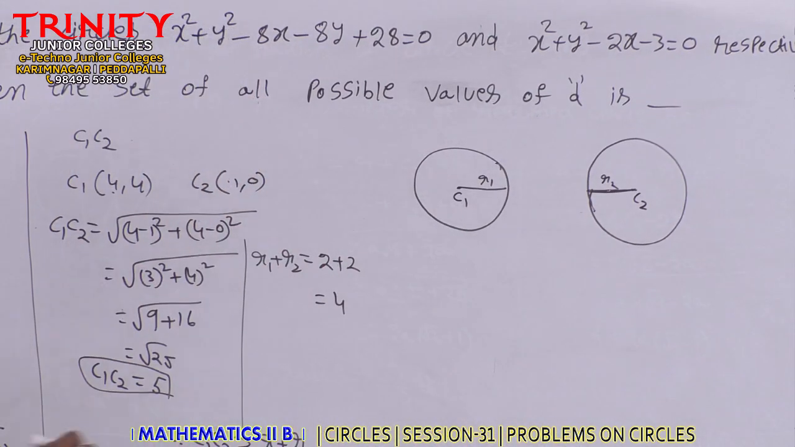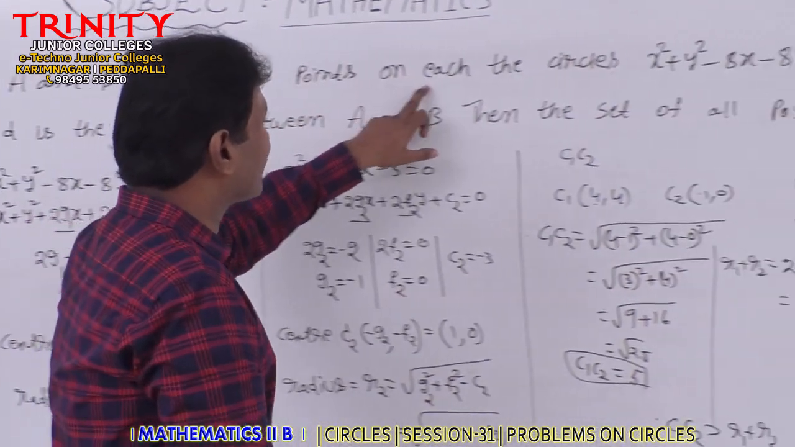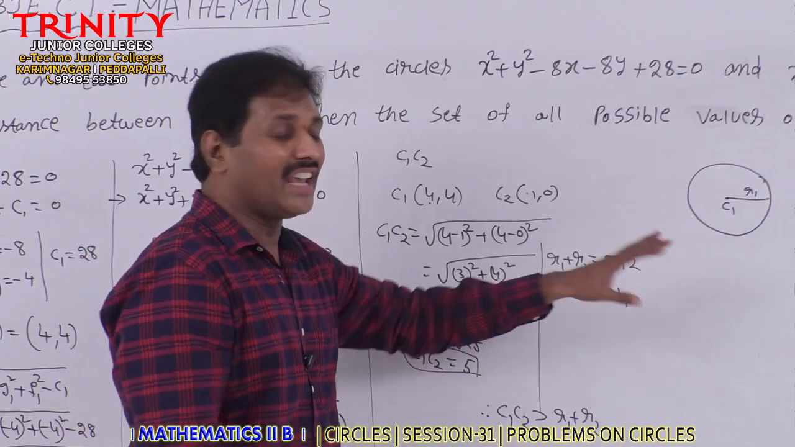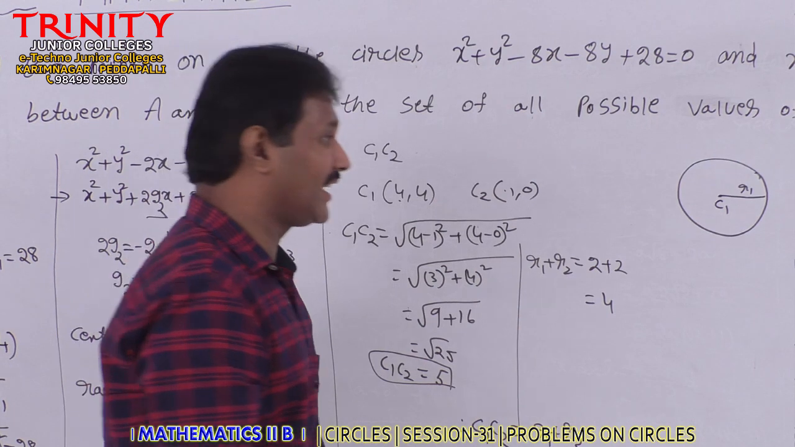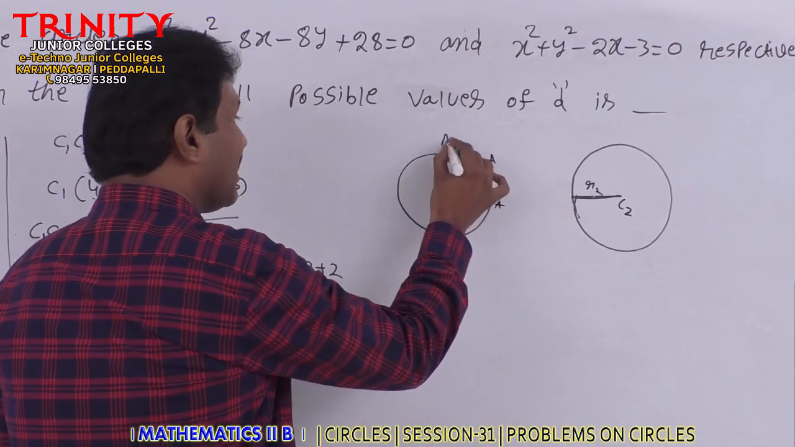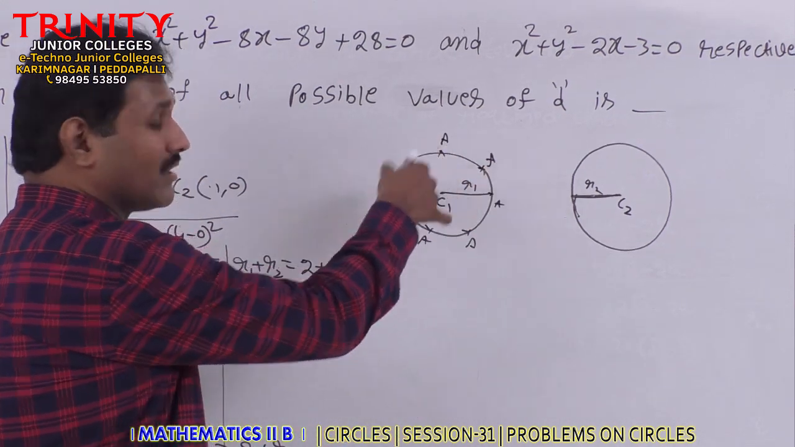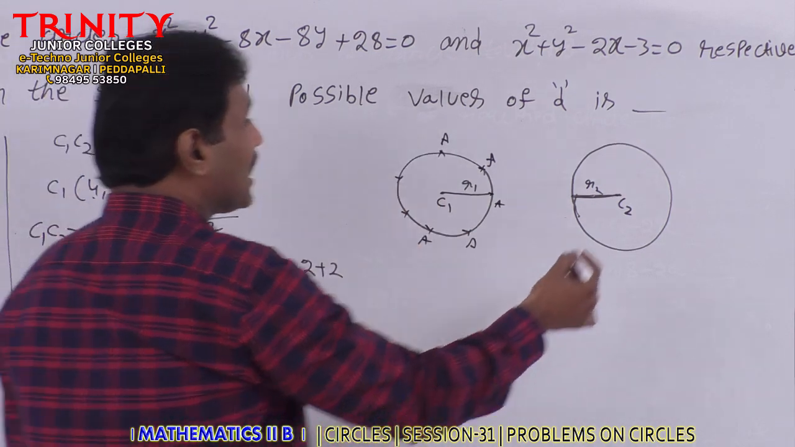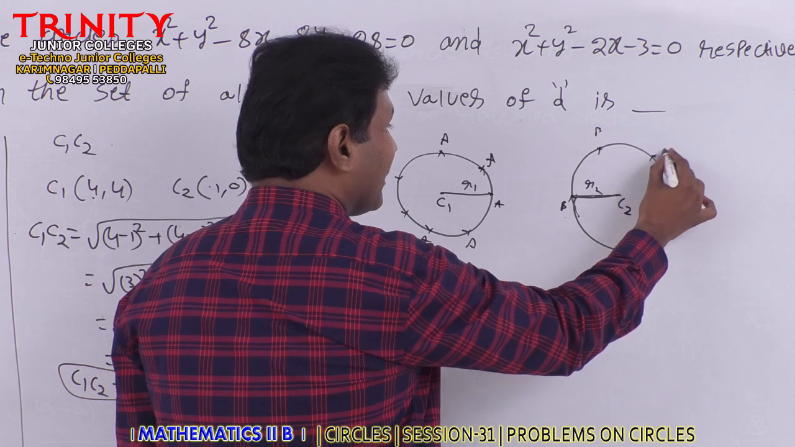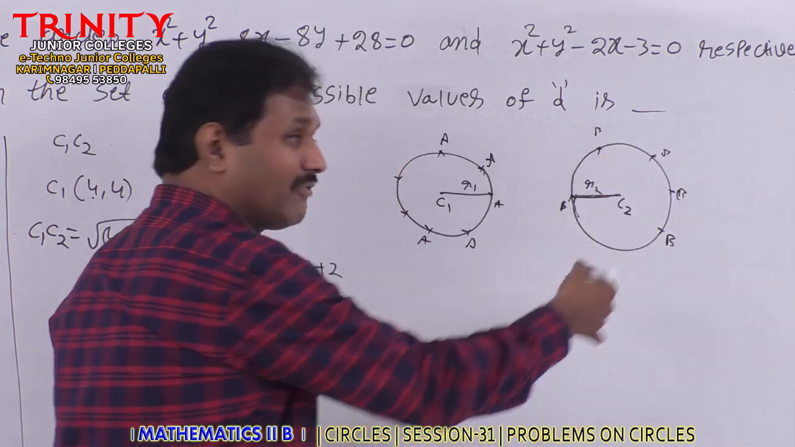Actually, the problem says let A and B be any 2 points on each of the circles. It does not mention a particular position. A and B are any 2 points on these circles. Maybe A lies here or here or here, at any position on the circumference of the circle. B also lies here or here, at any point on the circumference.